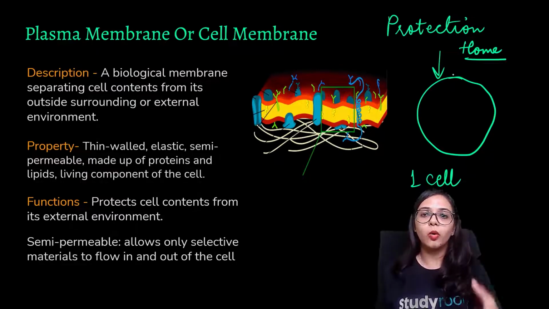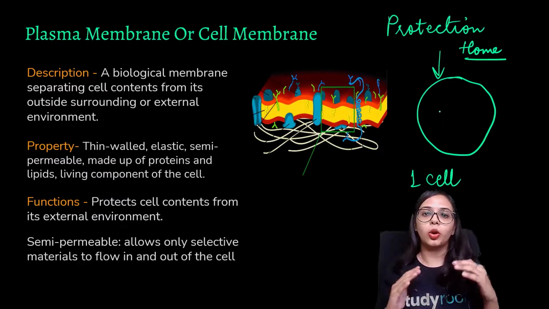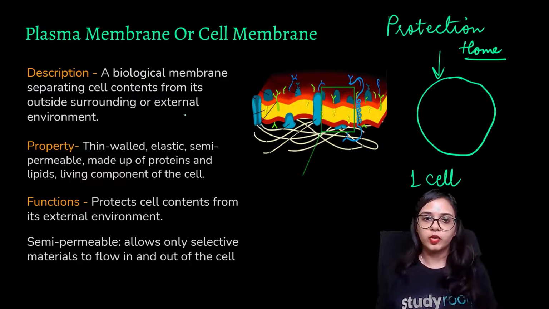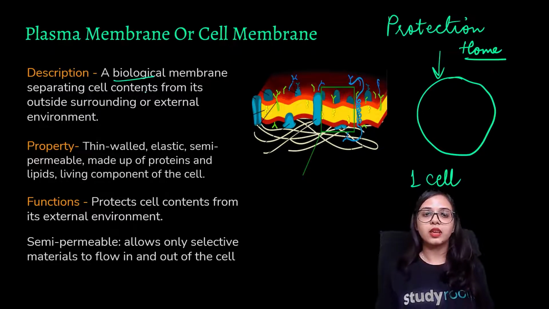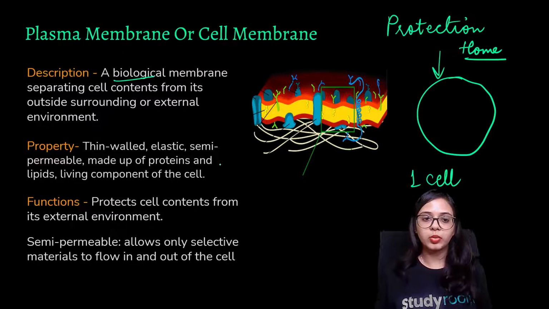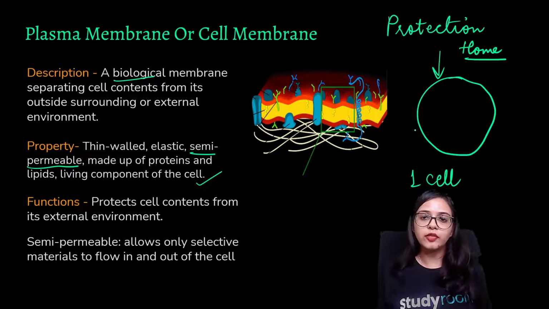So the home of all these organelles, these components of the cell, is enclosed and covered by this outer layering of the cell membrane. This is a biological membrane and it separates the cell contents from the outside environment. The properties of the cell membrane are that it is thin-walled, elastic, semi-permeable, made up of proteins and lipids, and it is a living component of the cell. What we mean by semi-permeable is that if something wants to enter this cell, not all components will be allowed to enter.